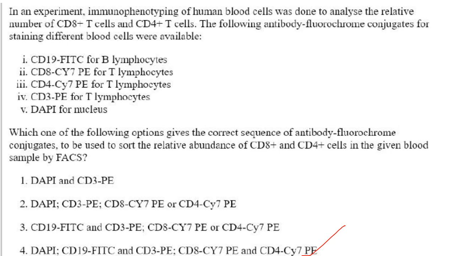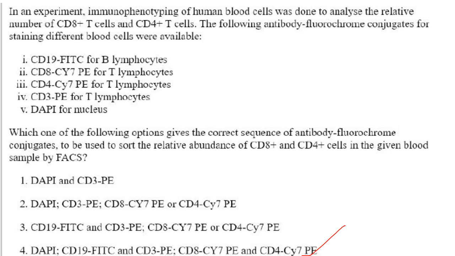Then next was CD8 Cy7-PE. CD8 Cy7-PE, I told you, is used with CD4 Cy7-PE. These are different subsets of T lymphocytes and are used to label different subsets of T lymphocytes.